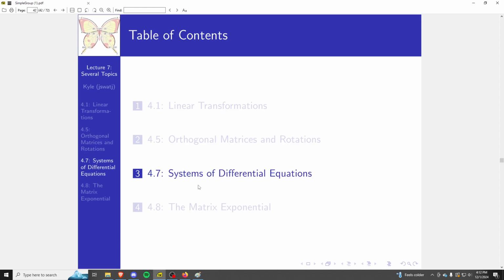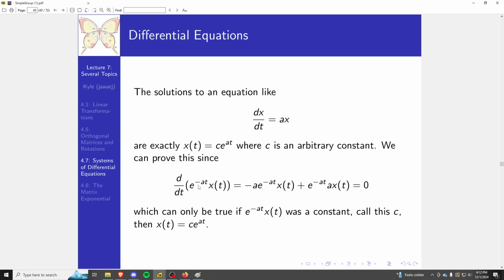And so now we talk about differential equations as it relates to matrices. And so the solution to a differential equation like dx over dt equal to ax is exactly the set of functions x of t equal to some arbitrary constant c times e to the at, where a is some real number here. And we can prove this by taking the derivative of this function here.